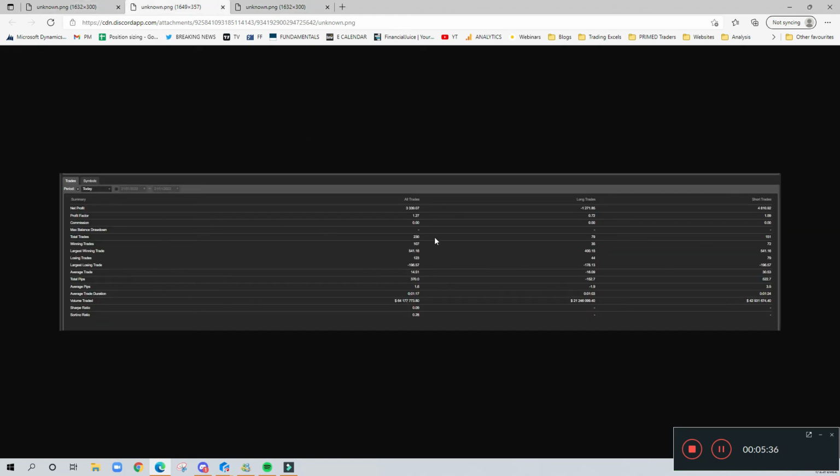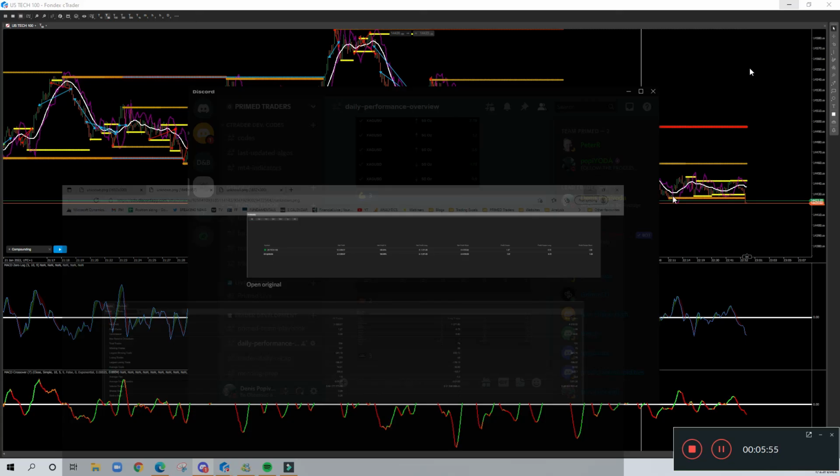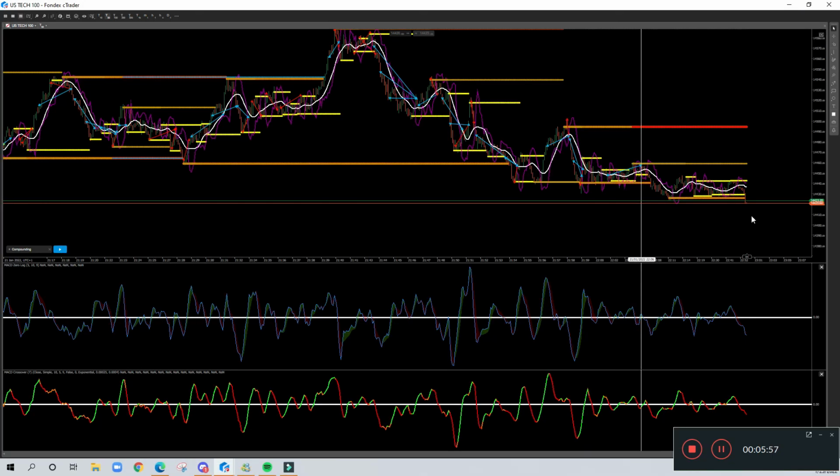And over here is the actual results for the symbol. The biggest win, single win, was 541, and the biggest loss was 196. Decent. Total trades 230 trades, and winning trades 107. So under a 50% win ratio. Overall, amazing.